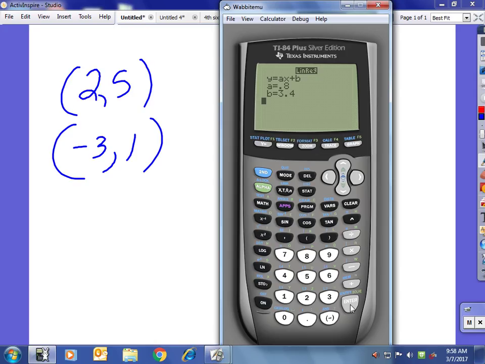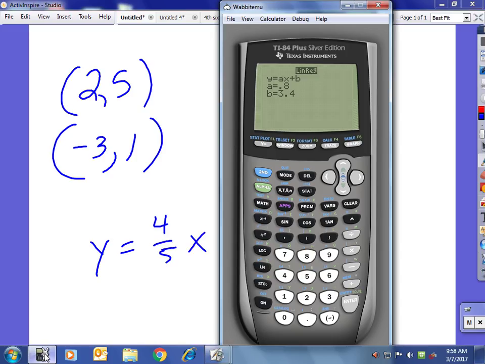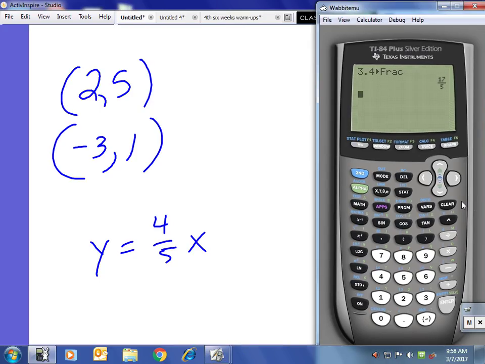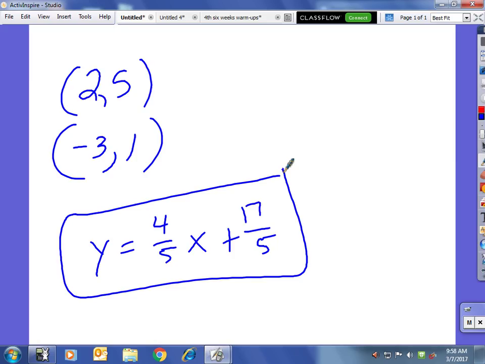What's 0.8 as a fraction? Okay, so this would be y equals 4/5 x. And then 3.4. Again, if you want to make it into a fraction, you just put in 3.4, hit math. It's already on fraction. Enter, enter. Plus 17 over 5. So that's the answer I would like to see right there. And the reason why I want you to go ahead and make them fractions is because guess what else I'm going to make you do?